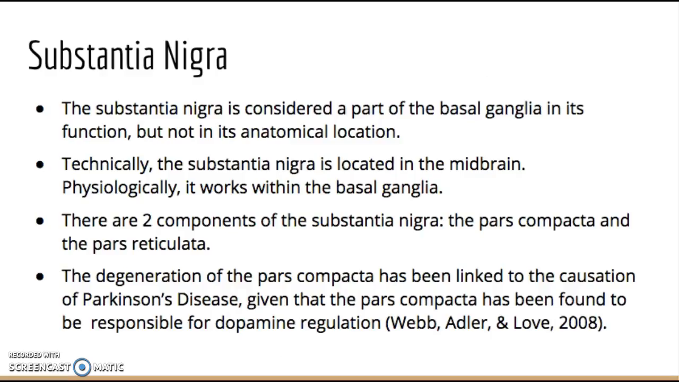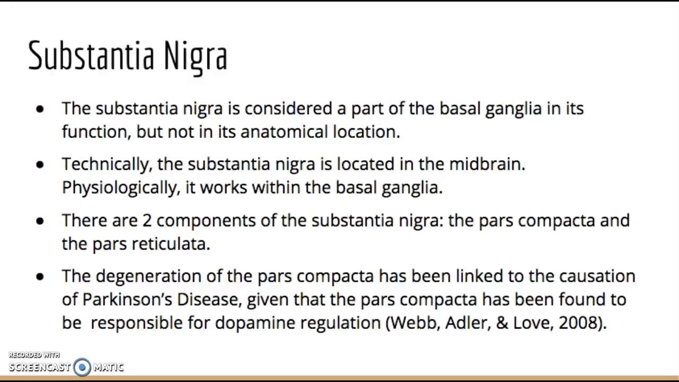Next we will be talking about the substantia nigra, and the substantia nigra is a little different from the corpus striatum based on its anatomical function versus its physiological function. The substantia nigra is considered a part of the basal ganglia in its function, but not its anatomical location. Technically, the substantia nigra is located in the midbrain, but physiologically it works within the basal ganglia. There are 2 components of the substantia nigra, the pars compacta and the pars reticulata.